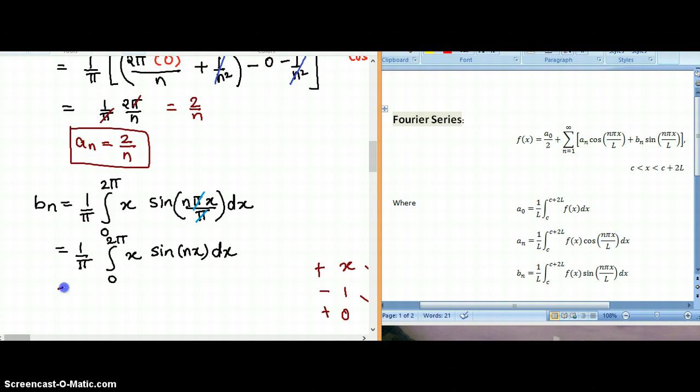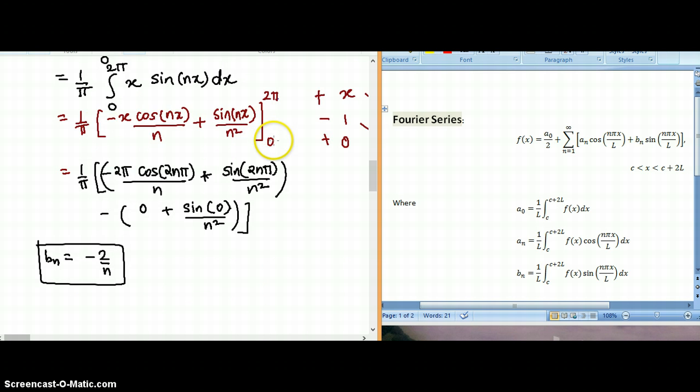Then we put the signs plus, minus, plus and then cross multiply. So its integral is given by 1 over pi, minus x cos nx divide n plus sine nx divide n square. The limit is from 0 to 2 pi.